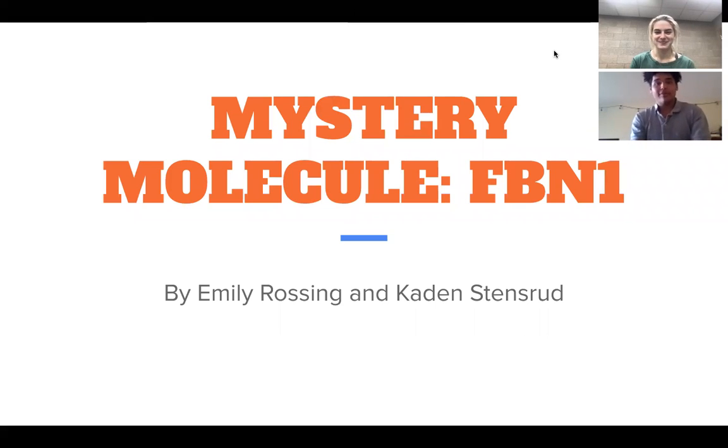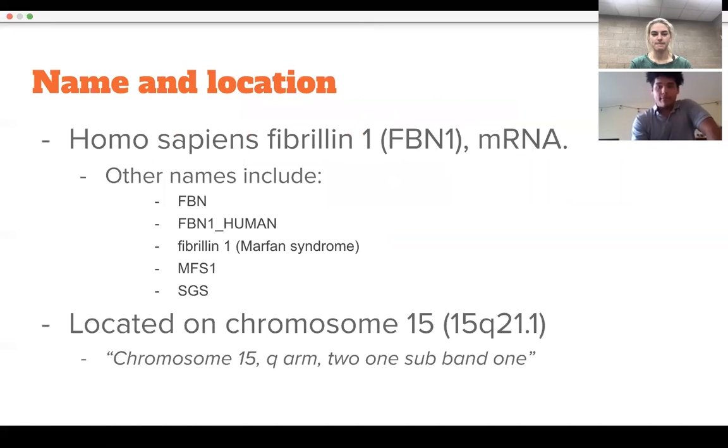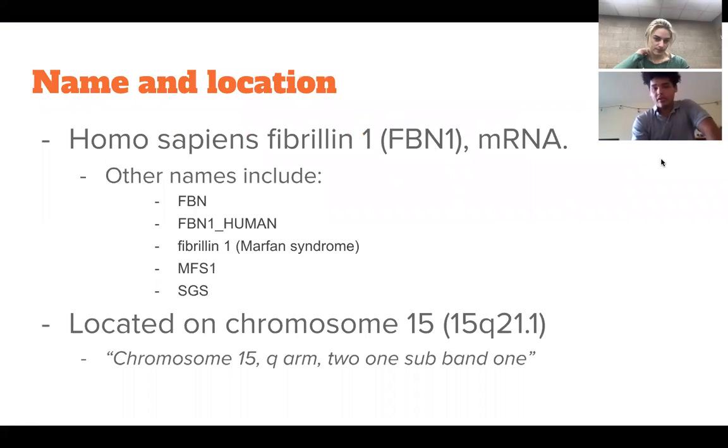All right, so we are going to be talking about our mystery molecule, which was FBN1. So the name and location. The name of this molecule is Homo sapiens fibrillin-1, FBN1 mRNA. Other names include FBN, FBN1 human, fibrillin-1 Marfan syndrome, MFS1, SGS. And it is located on chromosome 15, q arm 21 sub band 1.